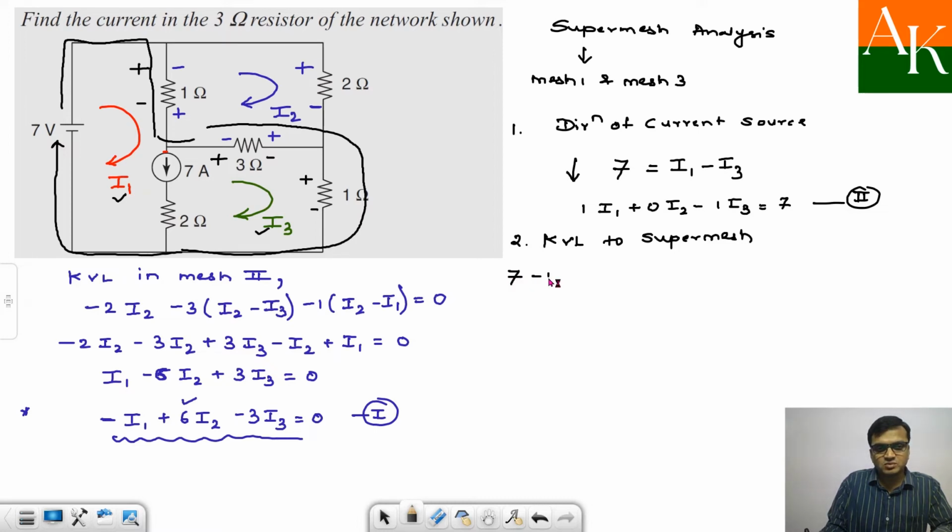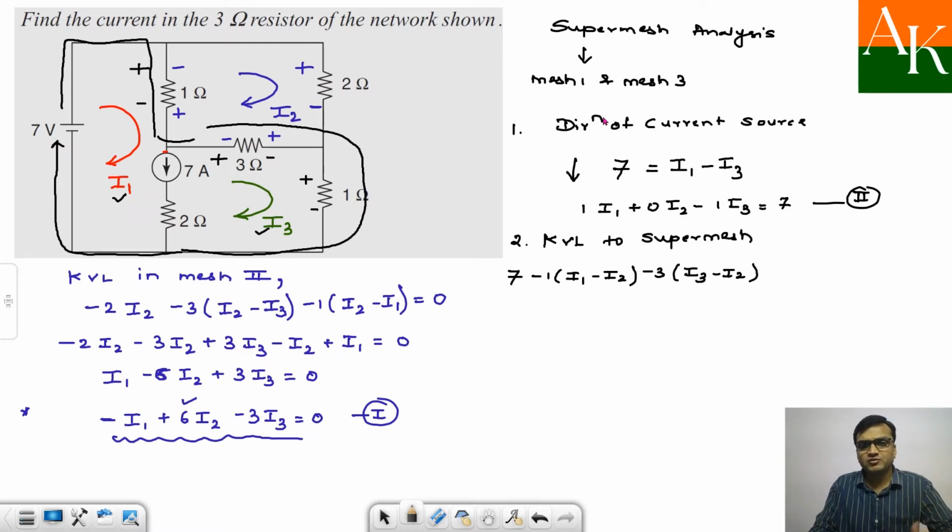So 7 minus 1 times (I1 minus I2) minus 3 times (I3 minus I2). You are moving towards right, so towards right means I3 minus I2. Of course, when you are applying KVL to mesh 1 and mesh 3, you will give preference to I1 and I3: I1 minus I2, I3 minus I2, such terms will be there. Minus, I have not completed the path here, 1 times I3, and then you have completed the path. So this is equal to 0.